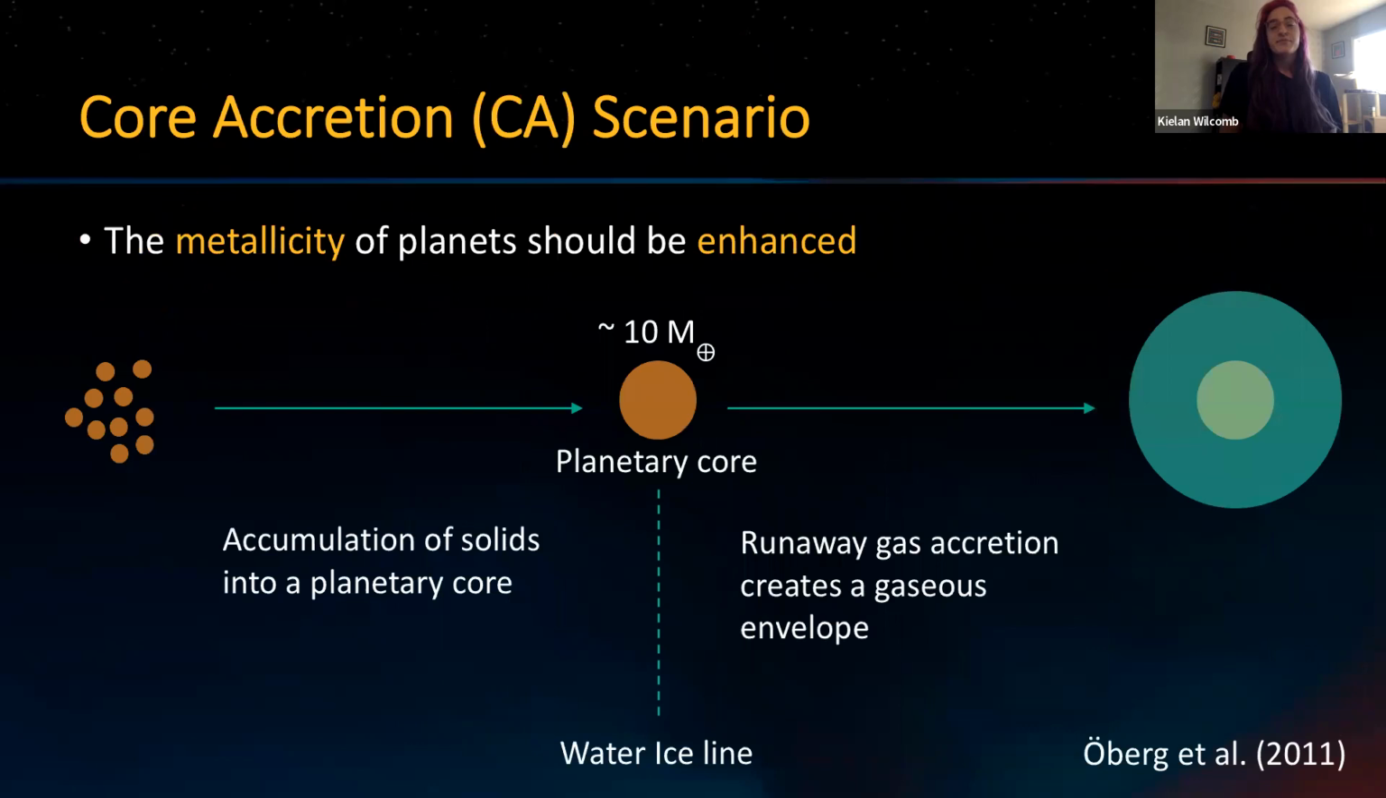In the core accretion scenario, a core is formed by an accumulation of purely disk solids. Runaway gas accretion then creates an envelope that will be comprised of entirely disk gas. This will cause an enhanced metallicity in the envelope because the gas, preferentially, will be depleted of oxygen if accreted between the water ice line and the CO snow line. Core accretion has been successful at explaining the properties of closely separated planets.